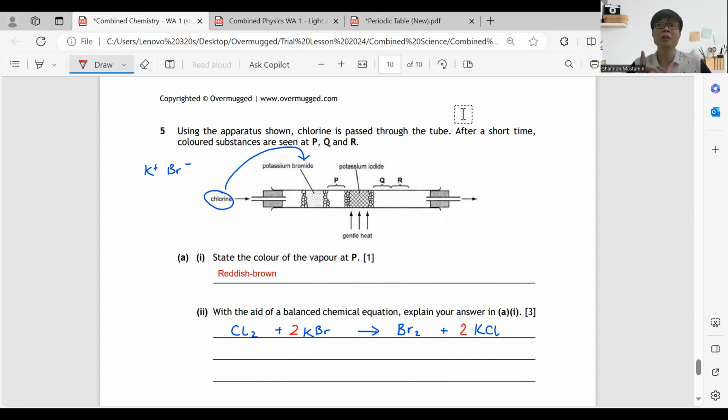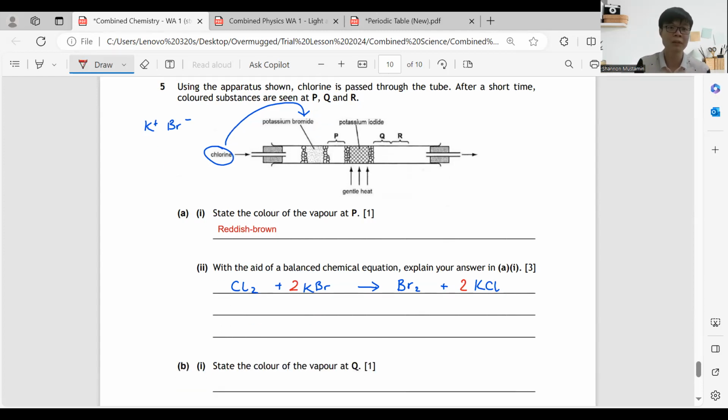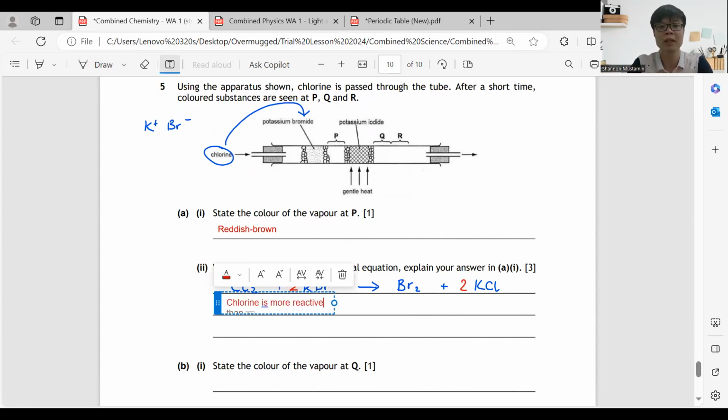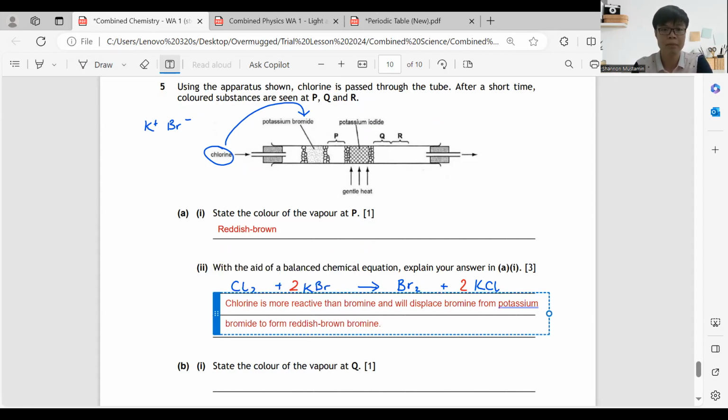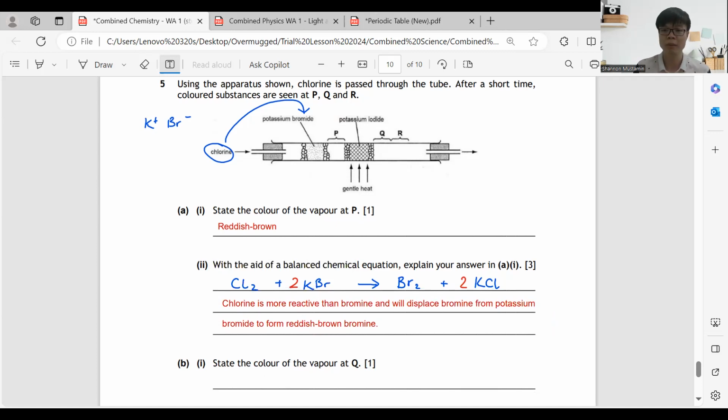So for displacement reactions, what they will test is: do you know how it works? Do you know the observations? Do you know how to write equations? Do you know how to explain why there is displacement or why there isn't? So over here, explanation: chlorine is more reactive than bromine and will displace bromine from potassium bromide, forming reddish brown bromine.